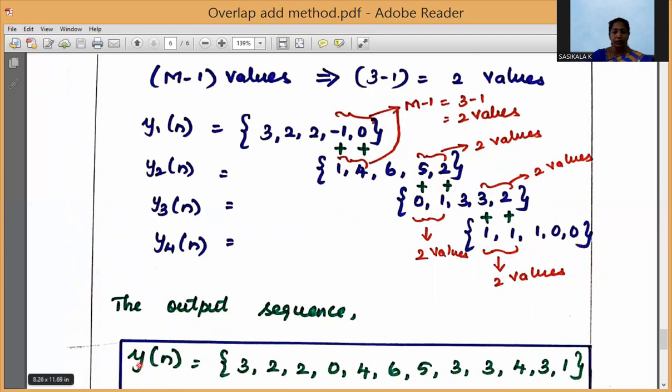See here, y of n is equal to 1, 3, 2, 2, 0, 4, 6, 5, 3, 3, 4, 3, 1. So totally I have got 12. The length of the sequence is 12. This is the same answer we have got in the overlap save method also. So for a long duration sequence, you can go for either the overlap save method or the overlap add method. Thank you.